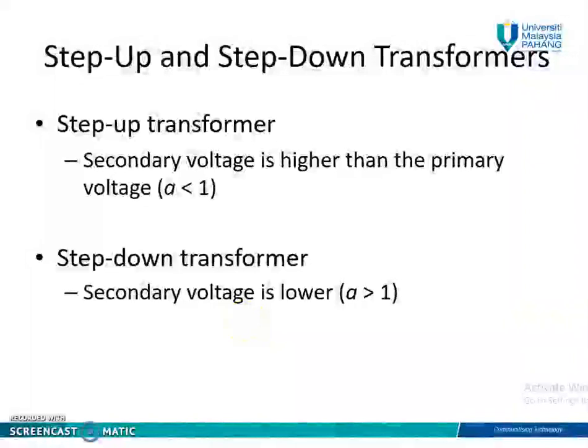As you know, transformers are devices used to decrease or increase the voltage produced by the electric generator. There are two types of transformer: step up transformer and step down transformer. For the step up transformer, the secondary voltage is higher than the primary voltage, so the voltage ratio is less than 1. For the step down transformer, the secondary voltage is lower compared to the primary voltage, so the voltage ratio is greater than 1.